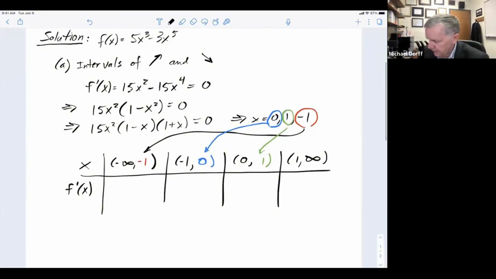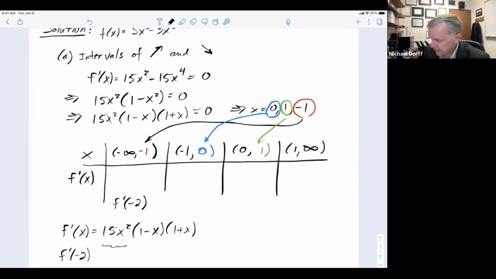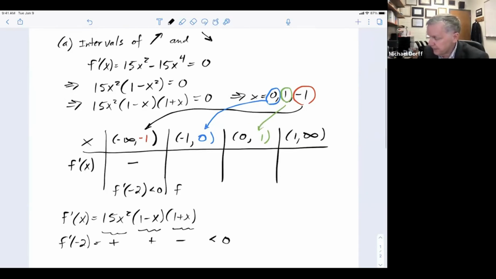All right. So here on the first interval, I'm going to just take negative 2. Now, to evaluate that, I'm going to use my factored form, 15x squared, 1 minus x, 1 plus x. And if I plug negative 2 in there for x, I see that this part is going to be positive, this part is positive, and this part is negative. And so a positive times a negative is negative. So this is negative because that's less than 0. I'm going to do that for all the intervals. Here I would take negative 1/2. Here I'm going to take positive 1/2, and here I'm going to take positive 2.